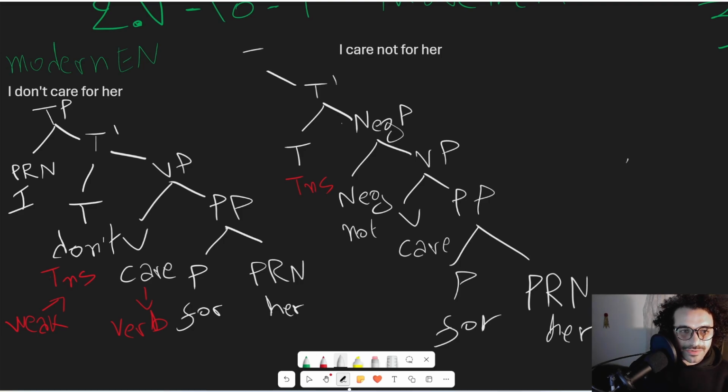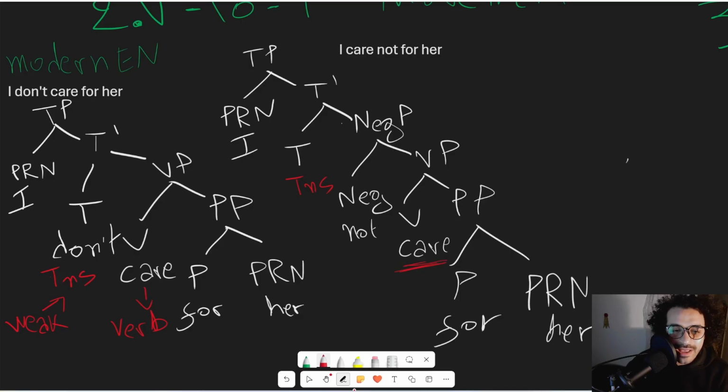And then we continue to a TP, which has in its specifier another pronoun, which is I in this case. So I not care for her. Of course, something is missing. Now let's look at the tense. We said in modern English that the tense is weak. In the English that Shakespeare used, the tense was actually strong. So what happens when you have an affixal head that is strong? It attracts the closest head to which it can be attached. The closest head to which it can be attached in this case is care.